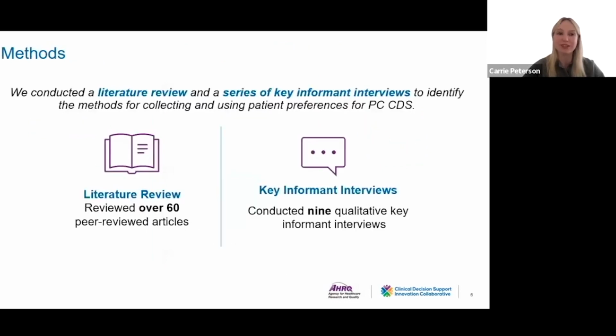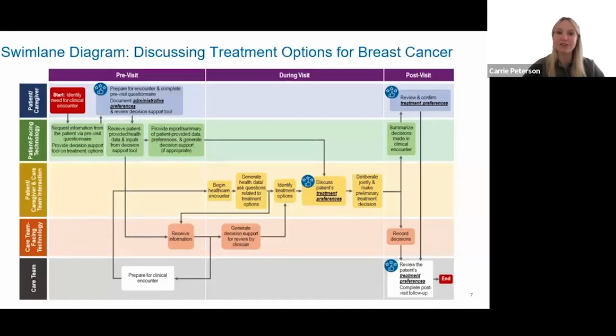In response, we conducted a literature review synthesizing 63 publications and a series of 9 key informant interviews. Interviewees included researchers, an internist slash clinical informaticist, and a patient advocate. Together, these activities helped us identify the methods and time points for collecting and using patient preferences for PCCDS. Using these findings, we developed swim lane diagrams, or tools for representing healthcare related workflows that visualize opportunities for collecting patient preferences before, during, and after the clinical encounter. Each diagram focuses on a unique clinical scenario.